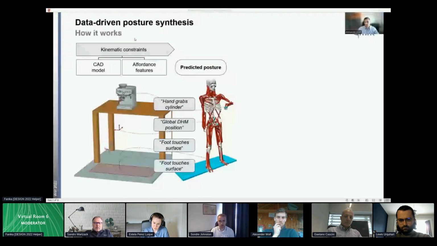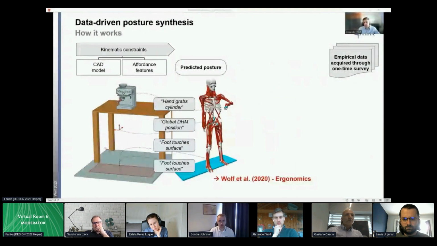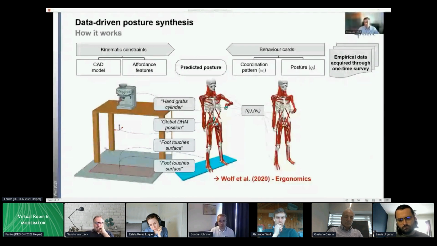On the one hand side, we have kinematic constraints defined in the CAD model using the affordance features, describing where the end effectors of the human model have to be. In a literature research, we found that this is not enough to describe or predict human behavior. We also need empirical data acquired through a one-time survey in order to characterize human behavior in this particular scenario. We describe them using behavior cards, which are made up of a posture described in joint angles and a coordination pattern, which describes the adjustment of those joint angles.